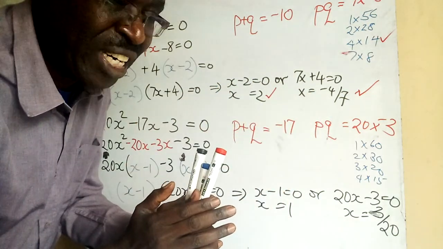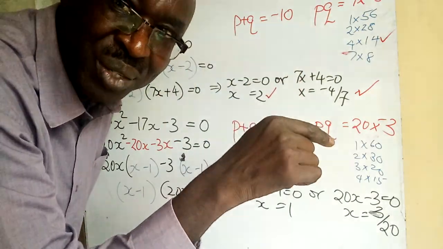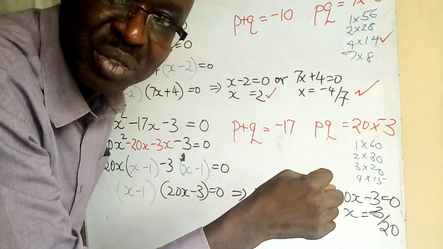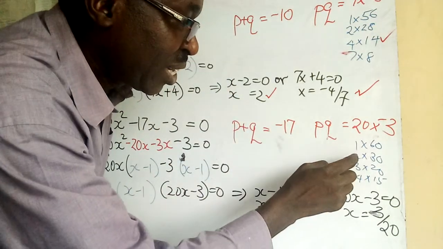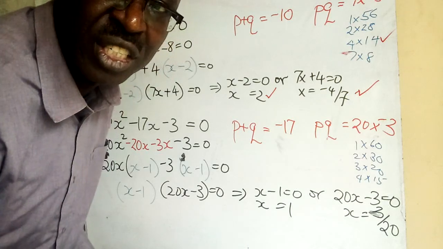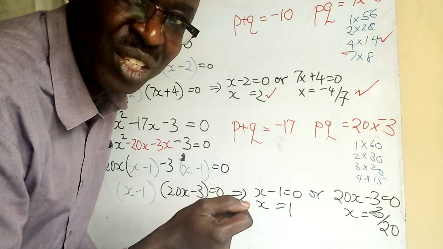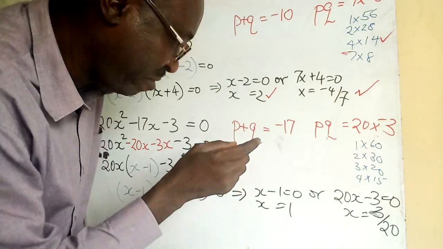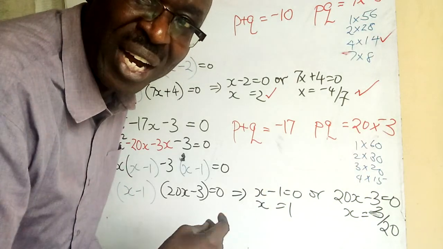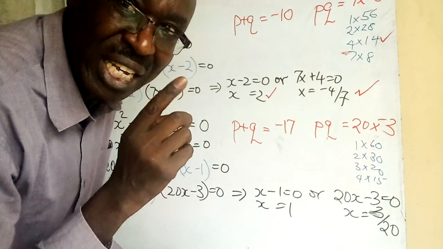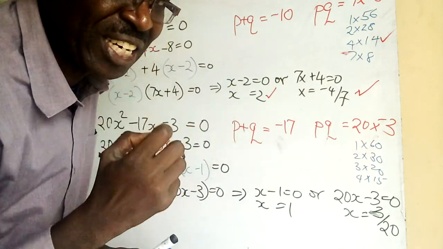What are its factors? 1 by 60. Quickly, you do addition, subtraction. Addition 61, subtraction 59. Very far from 17. Very far. Come 3 and 20. 2 and 30. Add 32. Subtract 28. Very far. 3 by 20. Add 23, subtract 17. Yeah, 17.